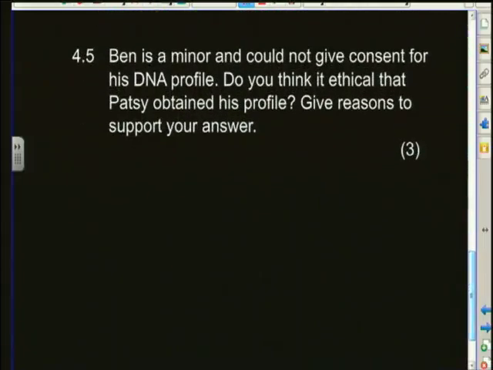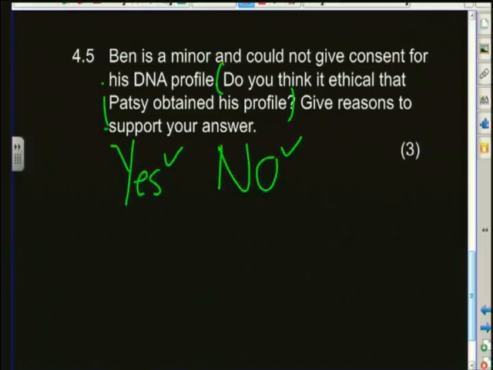Okay, then the last one. This is a question where it's your opinion. Your opinion can be yes or no, but the crux of the matter is, can you justify it? Ben is a minor and could not give consent for his DNA profile. Do you think it's ethical that Patsy obtained his profile? Here, all I want from you is a yes or a no. That's it. One mark. Don't sit on the fence. Then give reasons to support your answer.